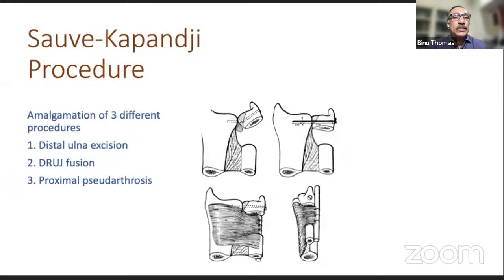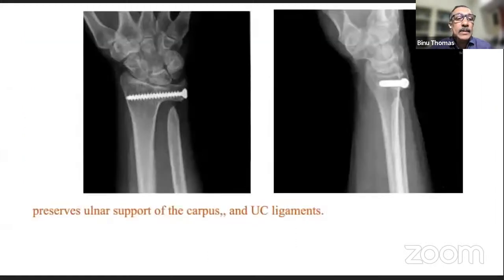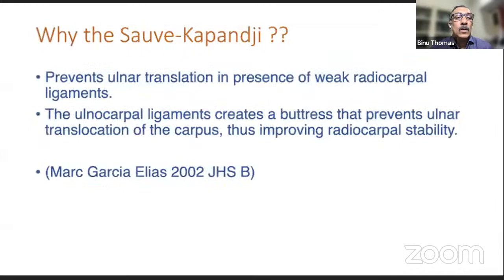The very famous Sauvé-Kapandji operation is actually an amalgamation of 3 different procedures, and it is an amalgamation of the names of 2 surgeons. The procedures used here are distal ulnar excision, DRUJ fusion, and proximal pseudarthrosis combined. And this is an X-ray of a good Sauvé-Kapandji procedure. It preserves the ulnar support of the carpus and the ulnocarpal ligaments. As I mentioned, the ulnocarpal ligaments create a buttress that prevents ulnar translocation of the carpus, thus improving radiocarpal stability.